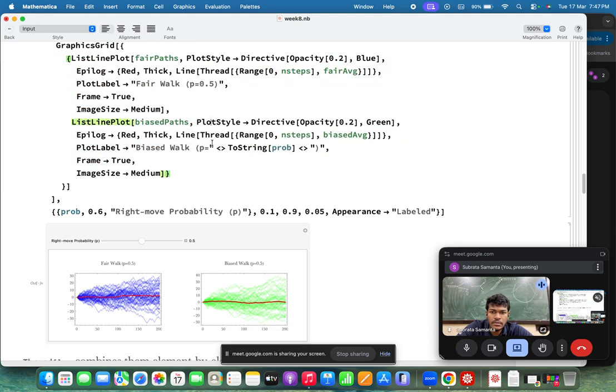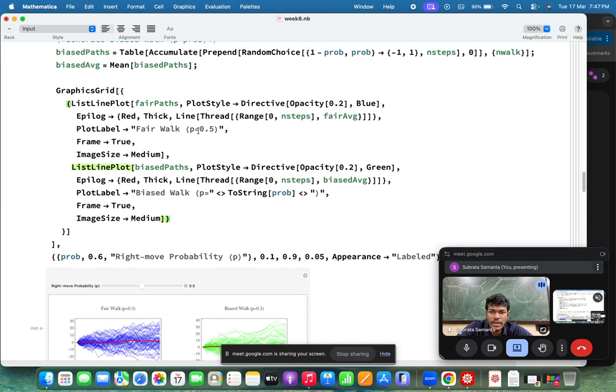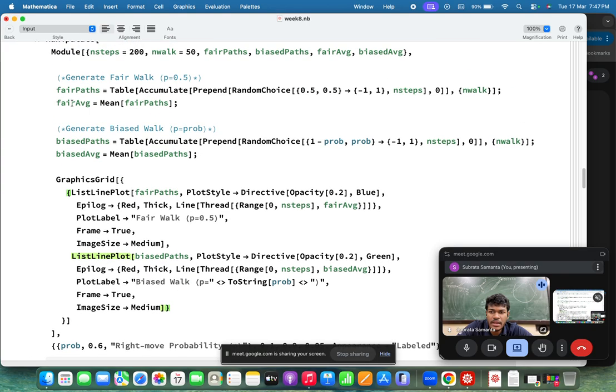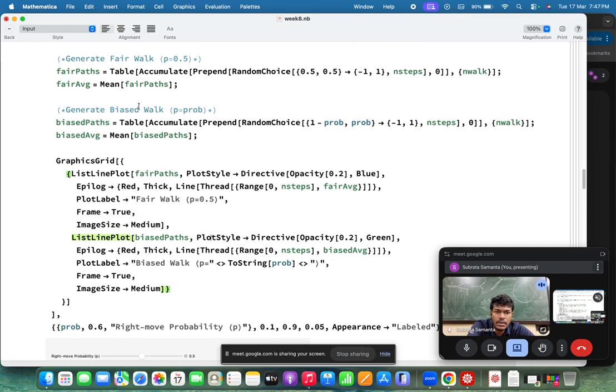Okay, and I also plot the mean, the average one. You calculate the mean of the fair path, and you calculate the bias average, the mean of the bias path. At every time stamp, this is basically the list of the final positions of the path for each path, and we have how many paths?